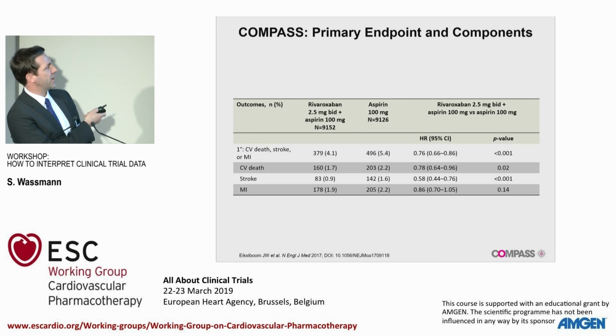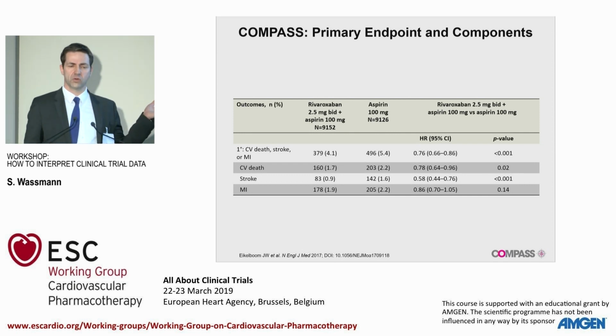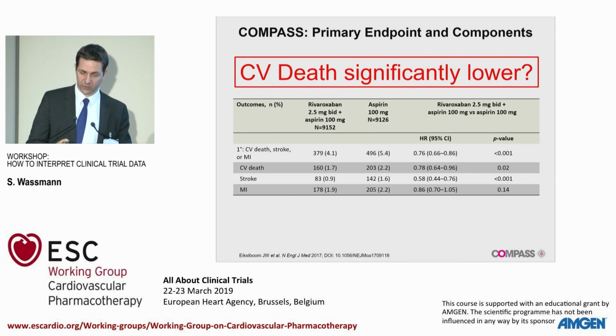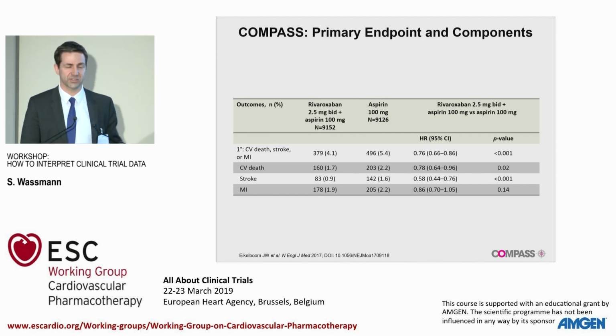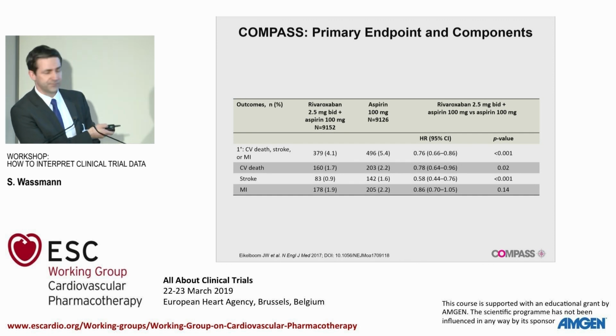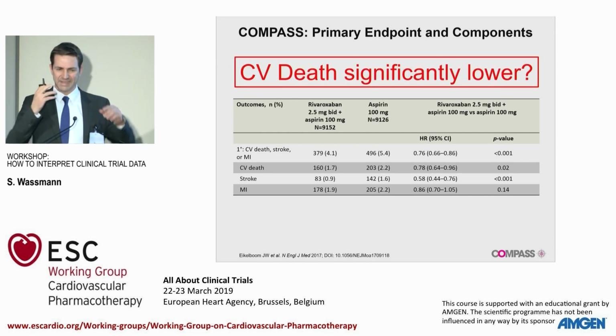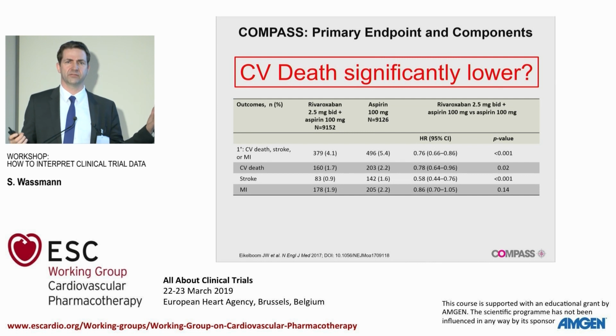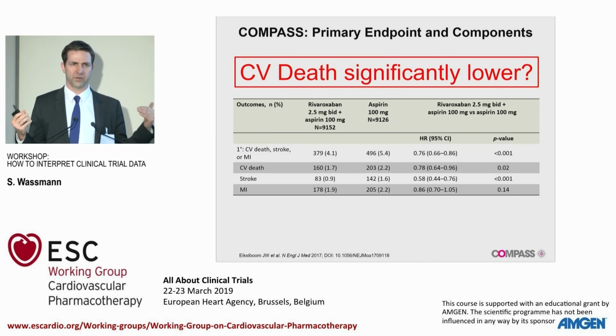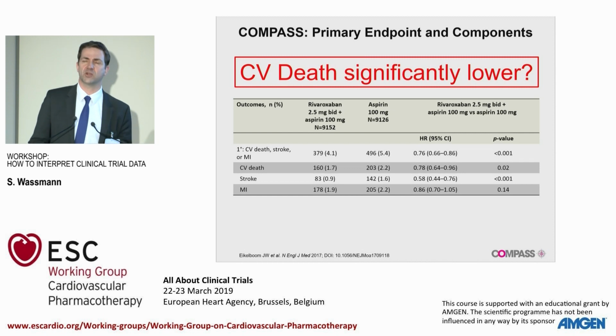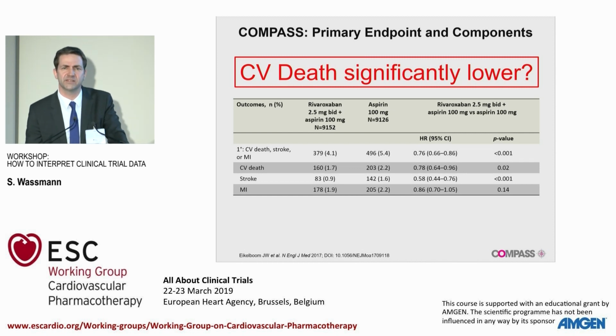This is the primary outcome. The endpoint was MACE: cardiovascular death, stroke, MI. And look at this, hazard ratio 0.76, significant p-value. So first, sorry, I have to go back, I was too quick. This is the primary endpoint. And now you look for the components, cardiovascular death, stroke, MI, and look at the p-values here. It clearly met its objective in reducing the primary endpoint. That's absolutely clear.